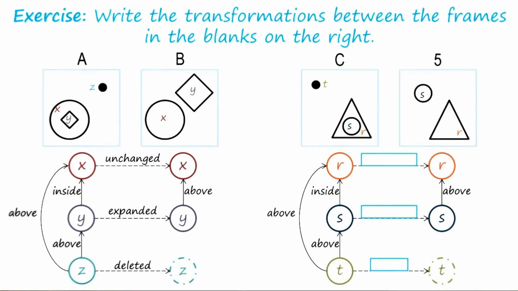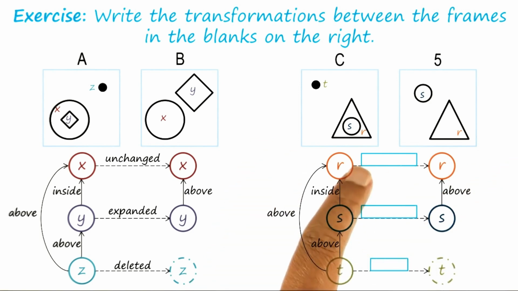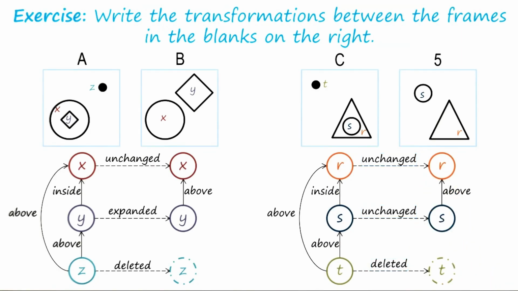Let's go one step further. Now we have the semantic network for C and the semantic network for 5, but we have yet to capture the knowledge of the transformation from C to 5. So we have to label these 3 links. Let's do this exercise together. David, what labels did you come up with?